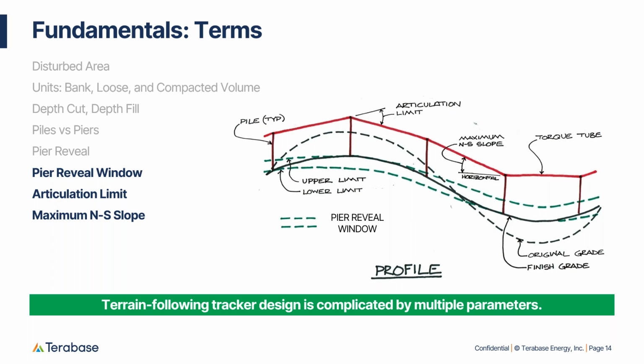The articulation limit also affects the grading. The articulation limit is the maximum allowable change in slope from one bay to the next, so between two pairs of piles. The maximum north-south slope also affects the earthwork, and that is just the measure of the angle between the horizontal and the torque tube itself.